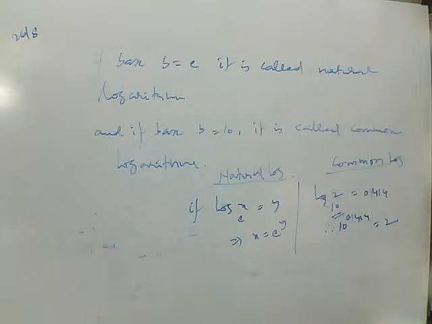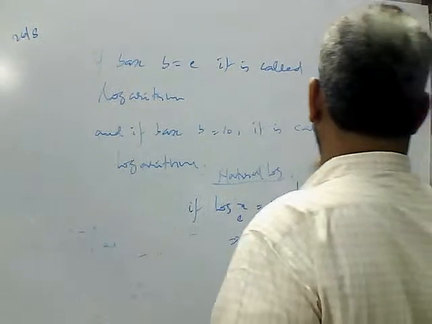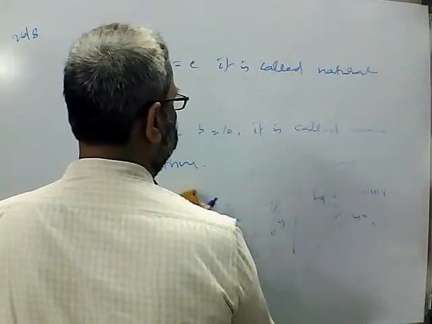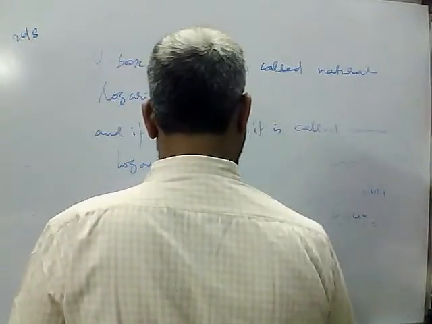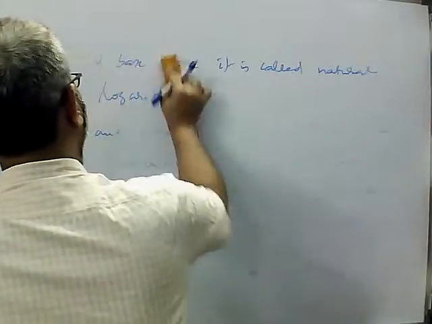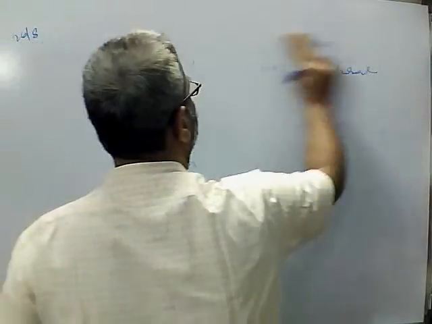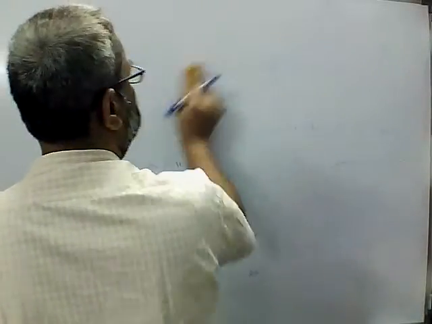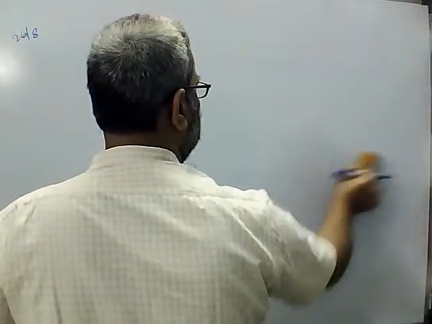Next one. So you understood what a natural logarithm and a common logarithm are, the exponential function, and again the conversion from exponential function to logarithmic function. Now we'll study the properties of these three functions.